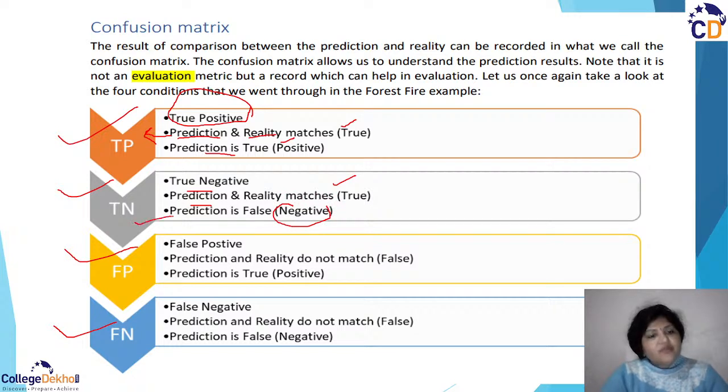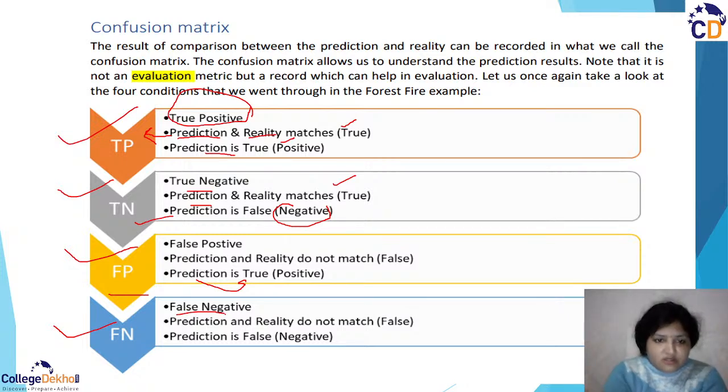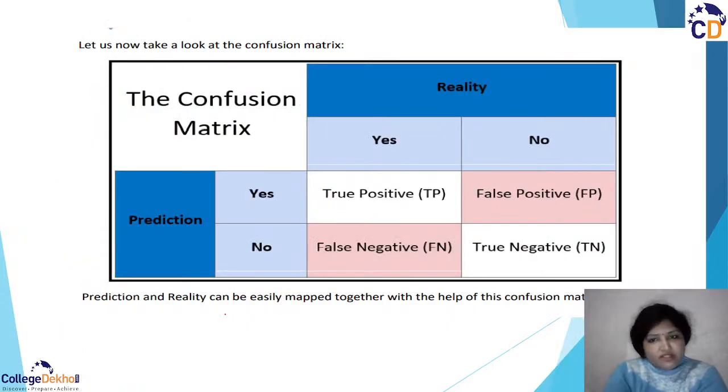That is true negative. False positive: prediction does not match with the reality. That means the results are not matching. When they do not match with each other, you have the false condition. But the prediction value is true, that means it is false positive, right? Then we have false negative. Prediction and reality do not match with each other, so it is going to give you false. And when prediction is false, you get negative out of it. So this is how we record the confusion matrix, right?